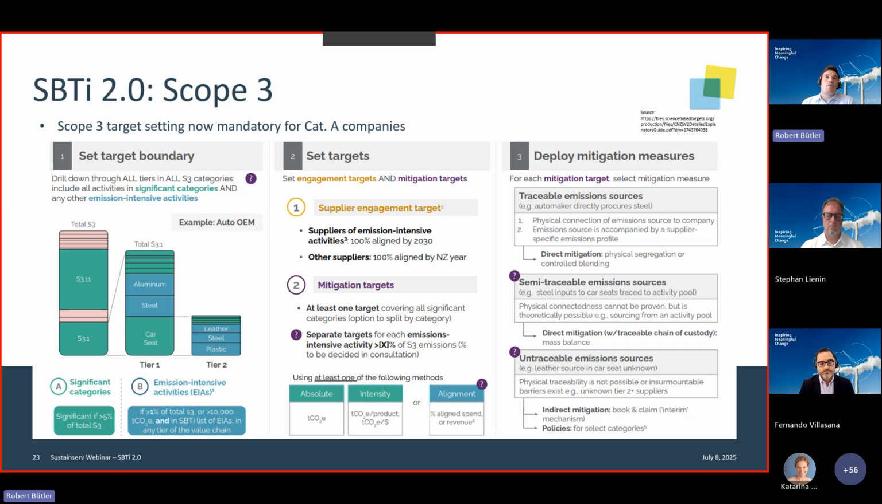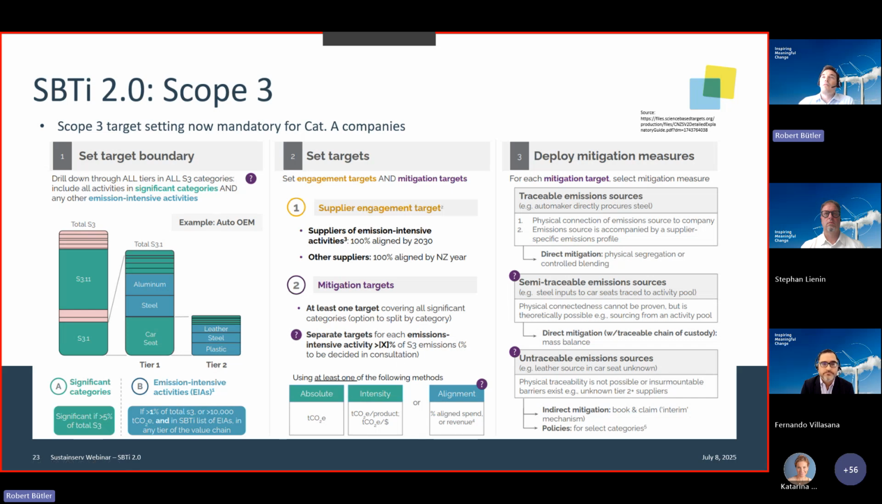That brings us to the target setting, and there SBTi now introduces 2 different approaches with engagement targets and mitigation targets. So supplier engagement targets and mitigation targets regarding absolute and intensity targets are fairly well known to most of you. Nonetheless, SBTi also puts greater emphasis on non-emission metrics, meaning that they introduced alignment mitigation targets where, for example, a KPI such as the percentage of net zero aligned procurement or the percentage of revenue derived from net zero aligned activities can also be used as a mitigation target.